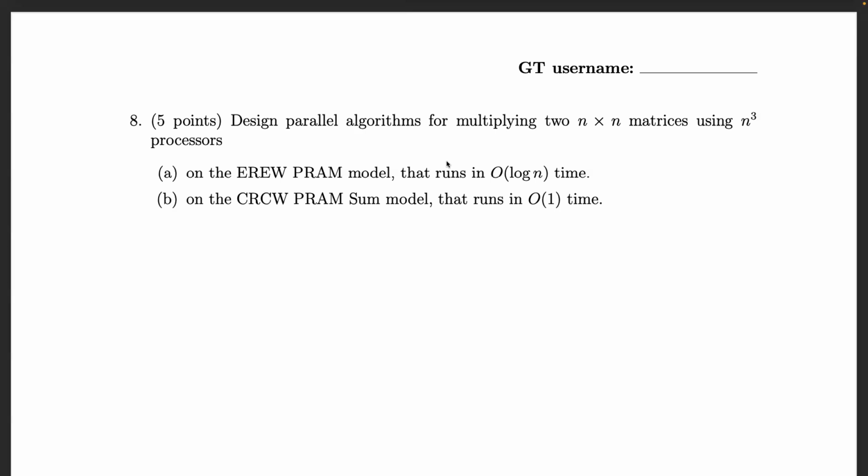So you could say you have n cubed processors, each one of them does one multiply, some pair of the A and B matrix entries, and then I need to add them up. Like C_ij is the sum over k of A_ik times B_kj. So it takes order one time in parallel for everybody to do one multiplication, and then to aggregate them takes log n in EREW.